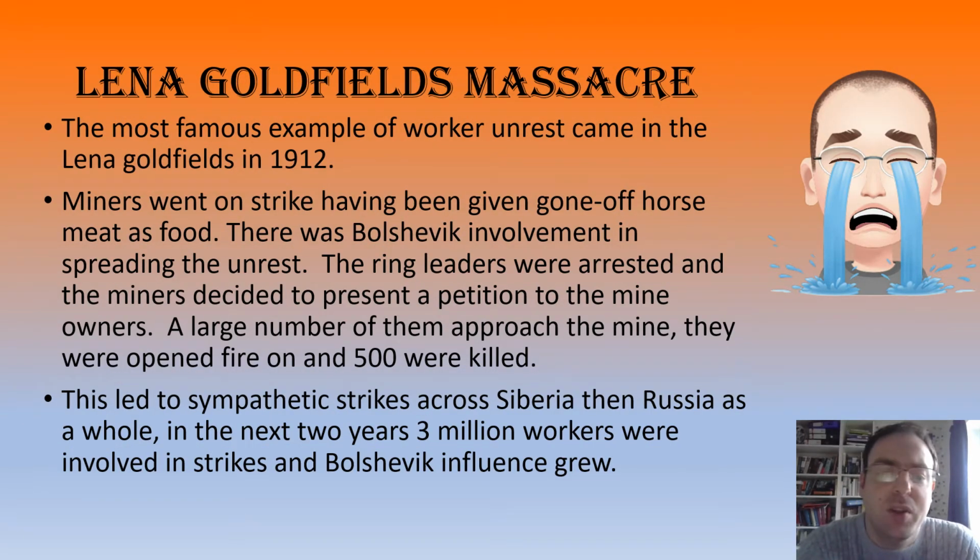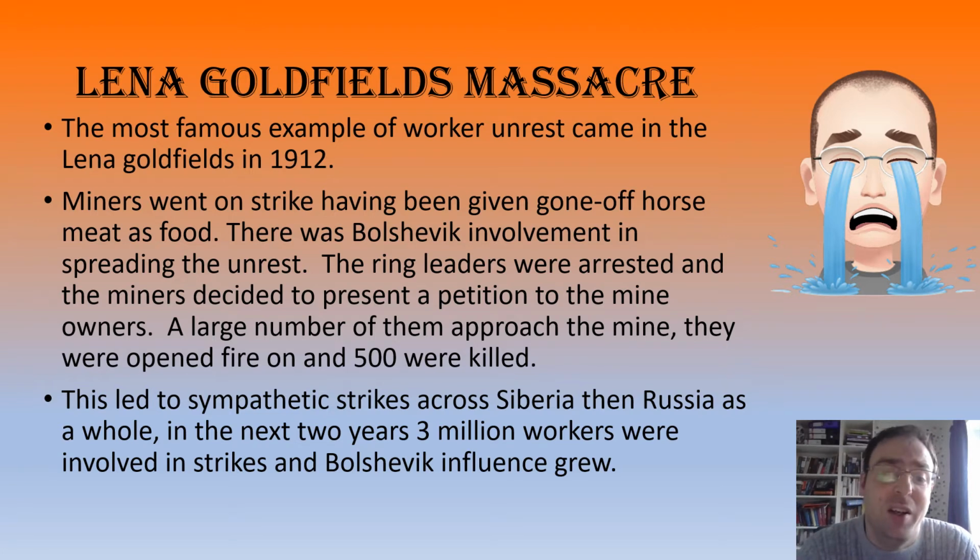Probably the most famous example of things going horribly wrong in terms of the workers in this period of time is the Lena Goldfield massacre. And this is a particularly famous example of worker unrest. Now, the starting of it is just hideous. I mean, the miners went on strike, having been given gone-off horse meat as their food. There were Bolshevik agitators that were involved in turning this into wider unrest. The ringleaders who'd gone on strike over being fed this rotten horse meat were arrested.